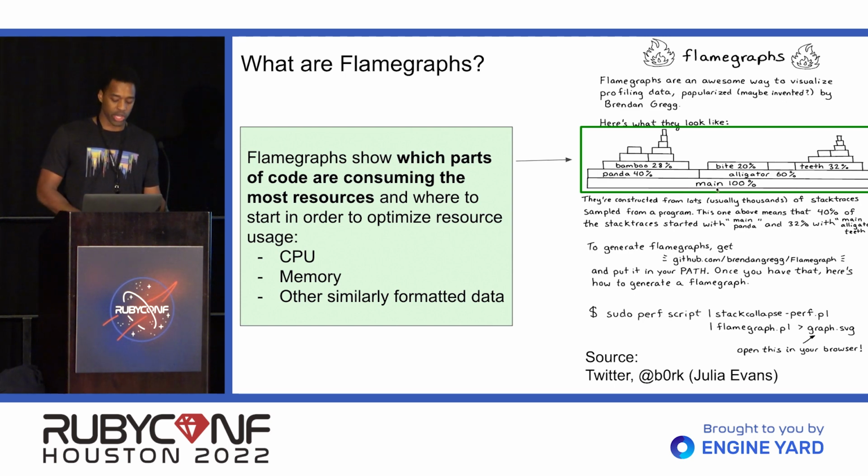And then you can think of these Flamegraphs as like a tree. In this case, main calls both alligator and panda, which then work on something for 60% and 40% of the time respectively. And then alligator calls bite and teeth, panda calls bamboo, so on and so forth.